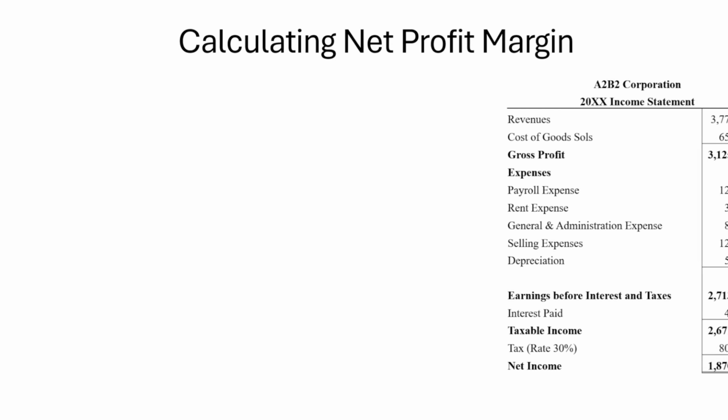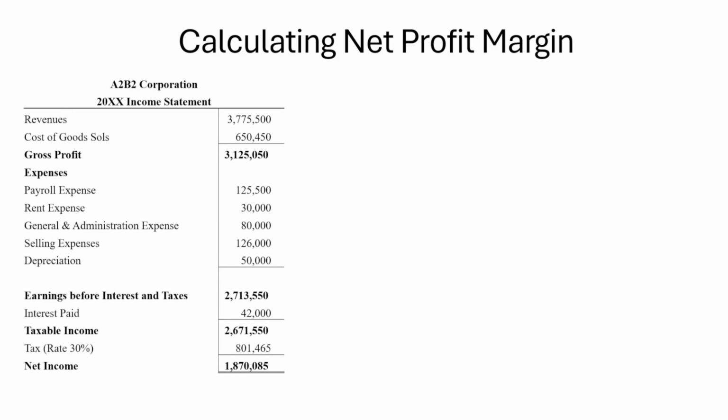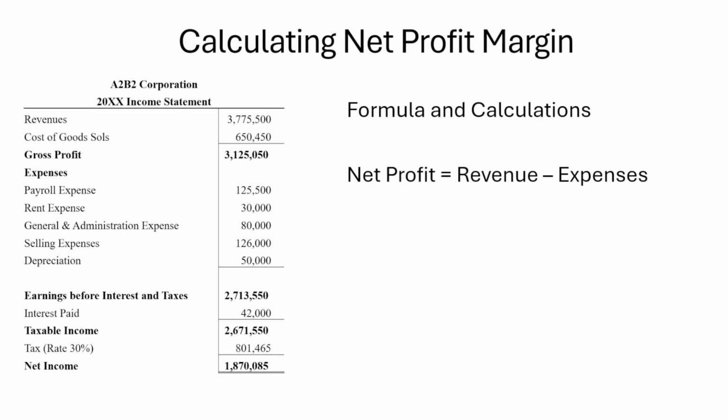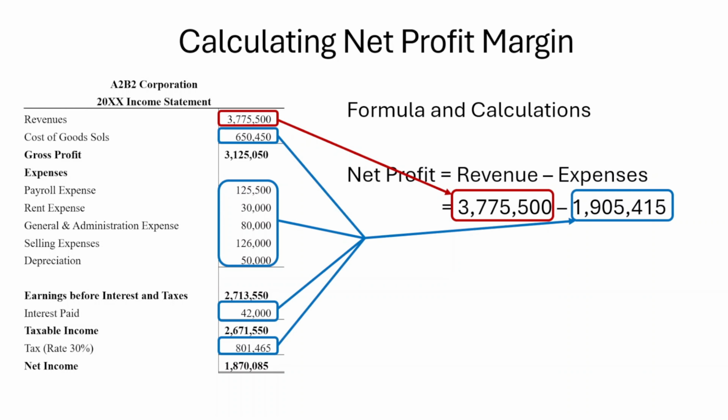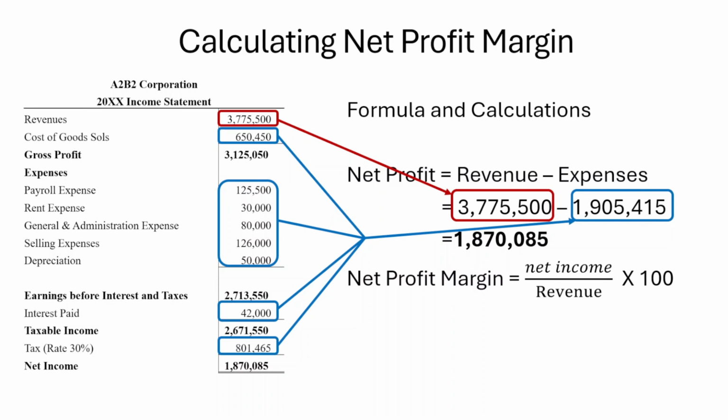Let us look at an example of how to calculate a net profit margin. We have A2B2 Corporation net income. The formula for calculating the net profit or the net income is revenue minus all the expenses. Here in our case, we have the revenues there, then we have all the expenses, all there in blue, then we get a difference of 1.8 million. Then the net profit margin would be that net income divided by the revenue times 100. And in this case, we have 49.53% as our net profit margin.